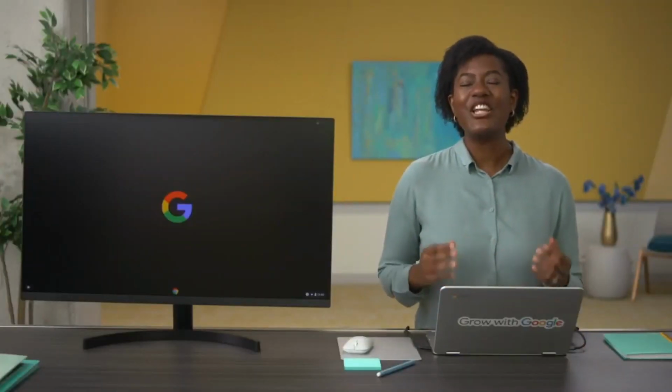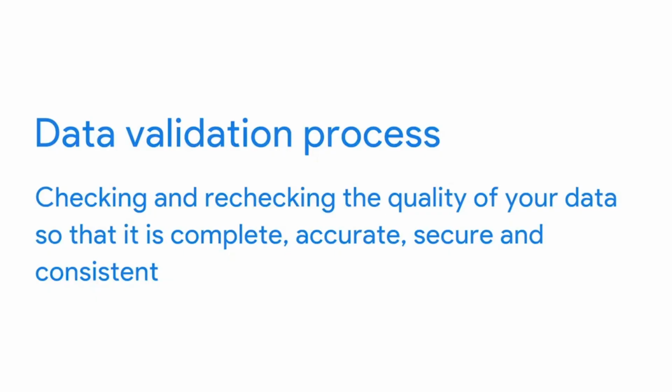Hi again. Earlier we covered data validation, a spreadsheet function that adds drop-down lists to cells. Using data validation lets you control what can and can't be entered into your worksheet. One of its uses is protecting structured data and formulas in your spreadsheets. But as useful as it is, the data validation function is just one part of a larger data validation process. This process involves checking and rechecking the quality of your data so that it is complete, accurate, secure, and consistent. While the data validation process is a form of data cleaning, you should use it throughout your analysis.